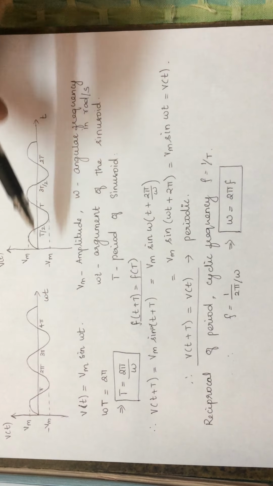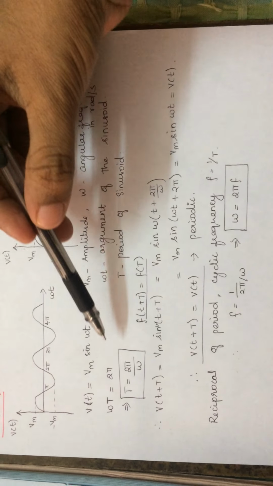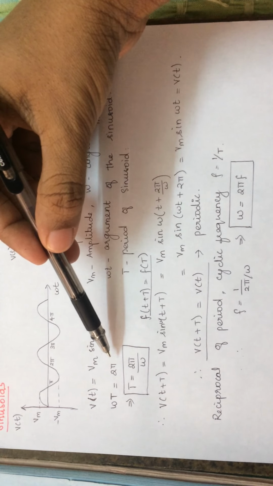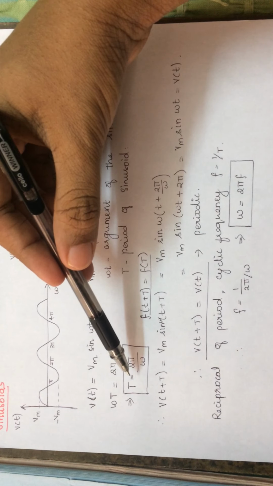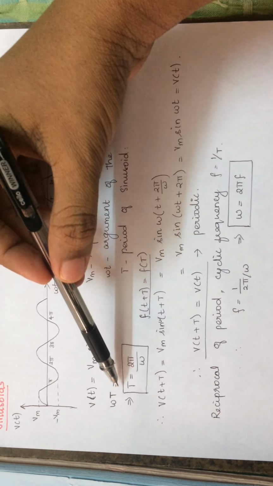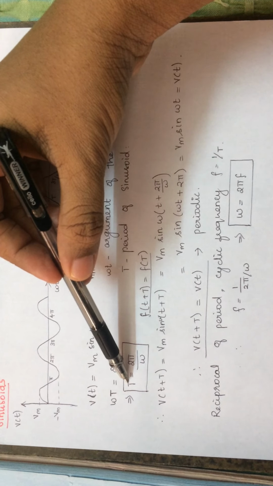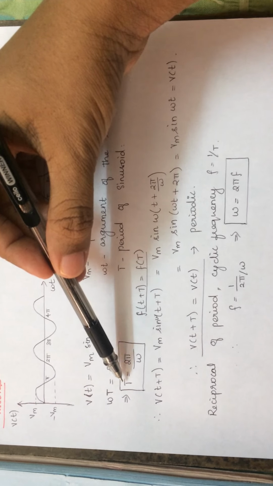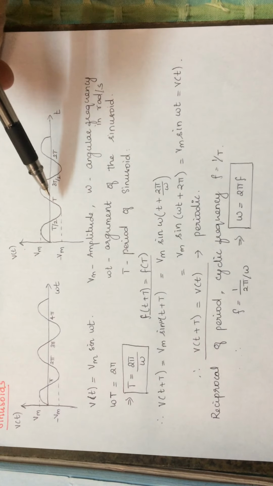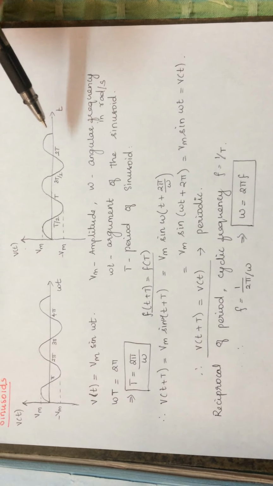Now if we compare these two waveforms, we can write that omega T is equal to 2 pi. So from that we can write T is equal to 2 pi by omega. So this T is called the period of the sinusoid. So for every T seconds, the cycle repeats itself.